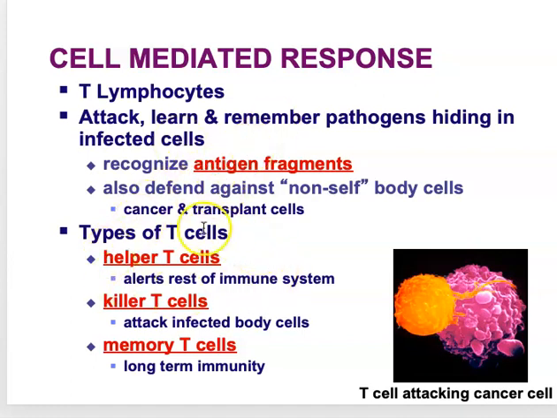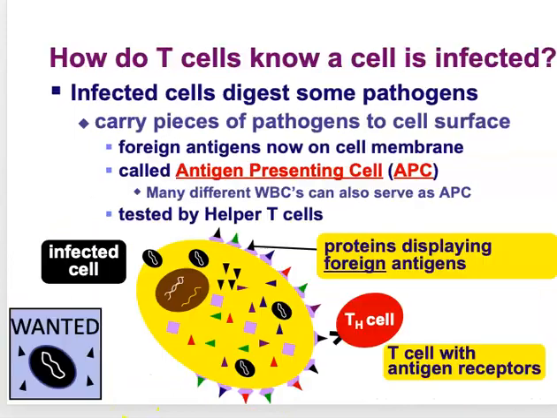What are the types of T cells that you can have? You can have helper T cells. We'll talk about that later on. What we'll talk about today are the killer T cells, and you can also have memory T cells, very similar to the B memory cells, that allow you to recall how you attacked that particular pathogen.